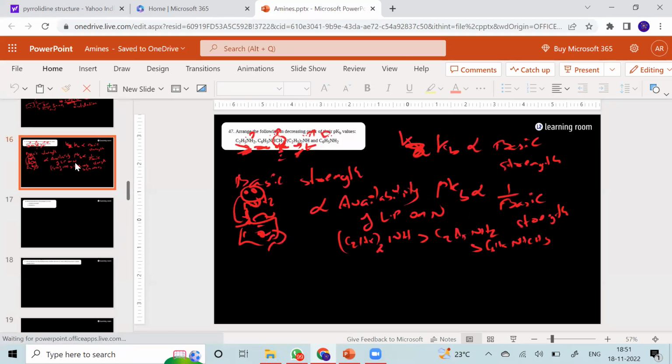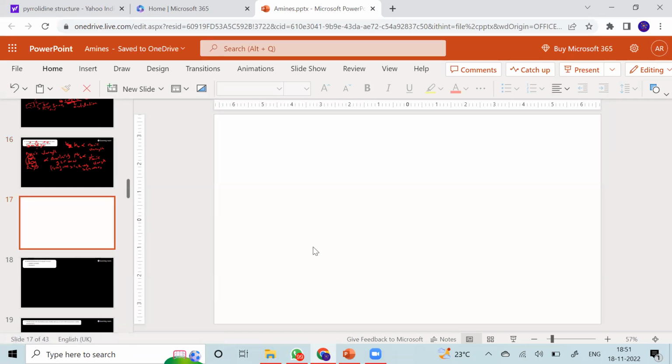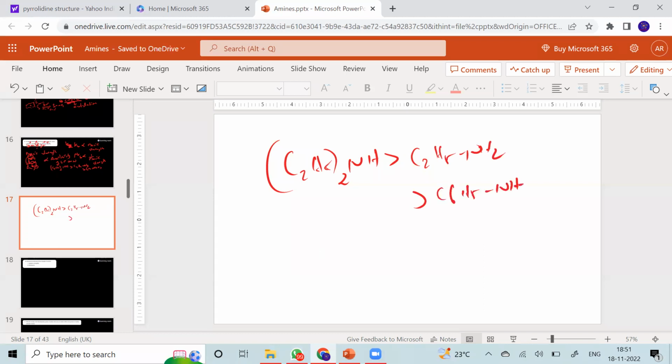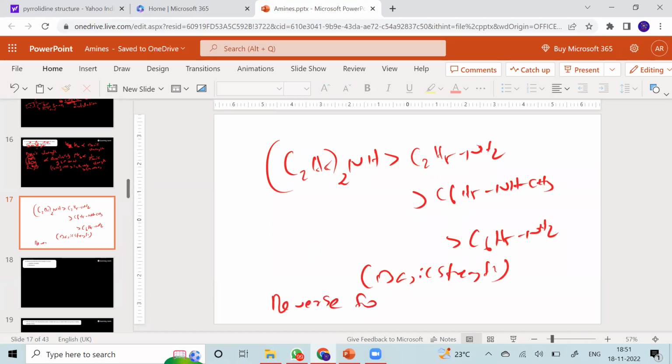So I will just add a blank page. Right, so the order goes like this. The basic strength order is (C2H5)2NH, then C2H5NH2, then comes C6H5NHCH3, and the last is C6H5NH2. This is your basic strength order. The reverse will be for pKb.